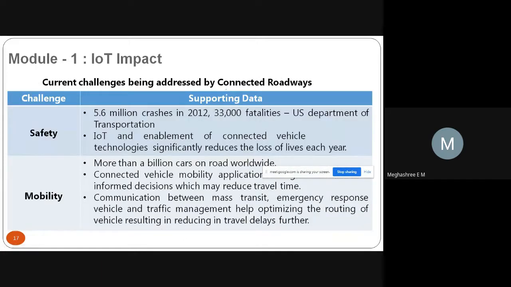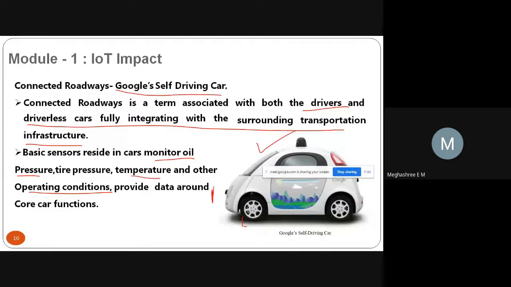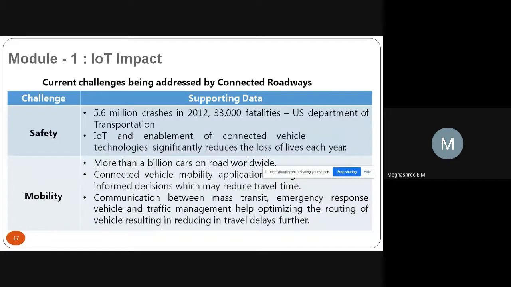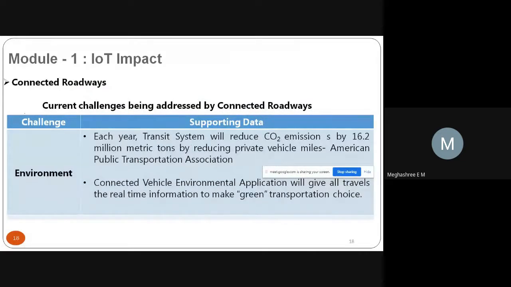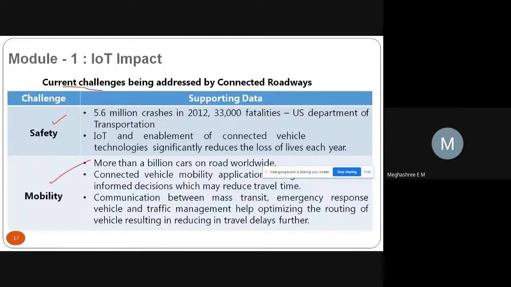Connected roadways have addressed a few current challenges, that is safety, mobility, and the third one is environment. These are the three challenges that are addressed by the connected roadways.